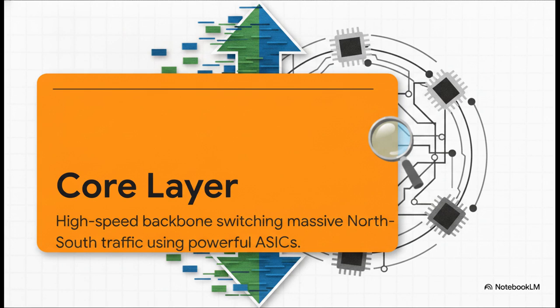Finally, sitting at the very top is the core layer. This is the high-speed backbone of the network, and honestly, its only job is pure speed. It's designed to switch packets as insanely fast as possible, handling massive north-south traffic movement, which just means traffic moving up to the internet or down to the users. To pull this off, the core relies on extremely powerful, non-blocking hardware known as ASICs. And let me tell you, redundancy at this level isn't just a good idea, it's absolutely mandatory.